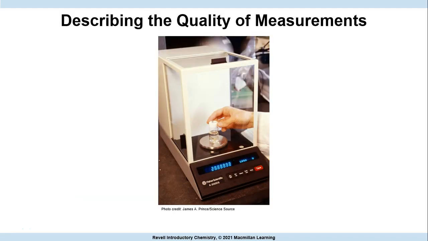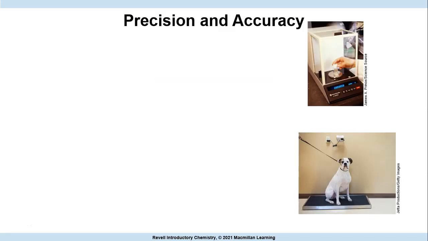Now, let's see how we can describe the quality of a measurement in chemistry. So we carry out measurements all the time because we have to be precise. Let's see how we can describe the quality of a measurement. So the quality of a measurement can be described using what we call precision and accuracy. And when we talk of accuracy, what do we mean? And when we talk of precision, what do we mean?